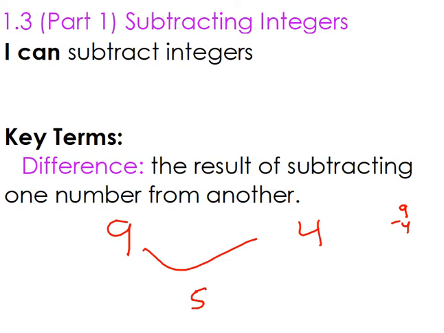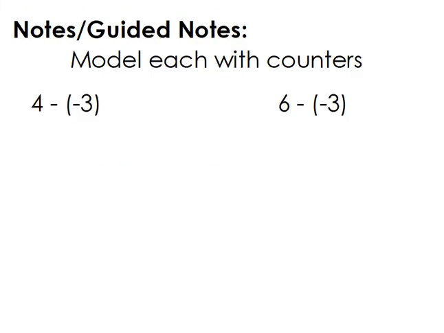So difference is the answer of a subtraction problem, or the result of subtracting one number from another. Because we're doing subtraction, that's why we're talking about difference. But what we're going to do today is subtract positive and negative numbers. So if you see here, I have the problem 4 minus negative 3. I have a double negative here, two negative signs next to each other, which always looks kind of confusing. But I'm subtracting negative numbers.